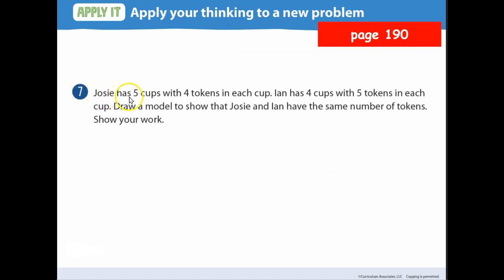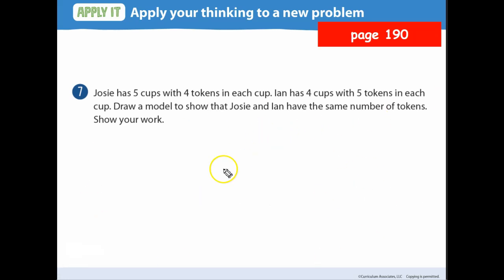So again, it says Josie has 5 cups with 4 tokens in each cup. Ian has 4 cups with 5 tokens in each cup. Draw a model to show that Josie and Ian have the same number of tokens and show your work. So go ahead and solve that for me, and then we'll go over it.